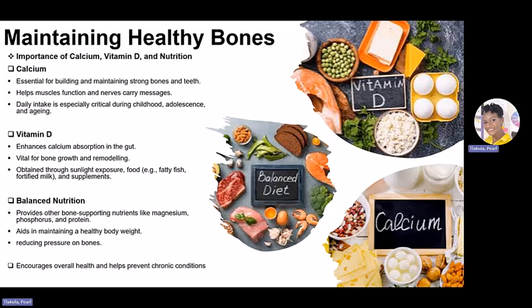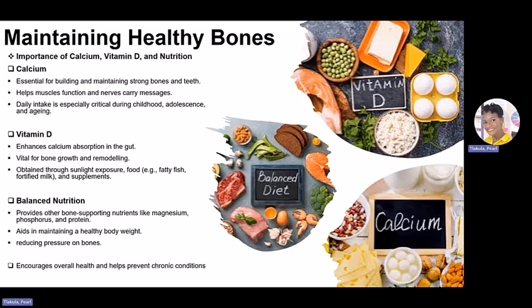So, calcium. Calcium is essential for building and maintaining strong bones and teeth. It helps muscles function and nerves carry messages. Daily intake is especially critical during childhood, adolescence, and aging. We also have vitamin D. It enhances calcium absorption in the gut. So it is vital for bone growth and remodeling. It is obtained through sunlight exposure and foods such as fatty fish and milk, and other supplements.